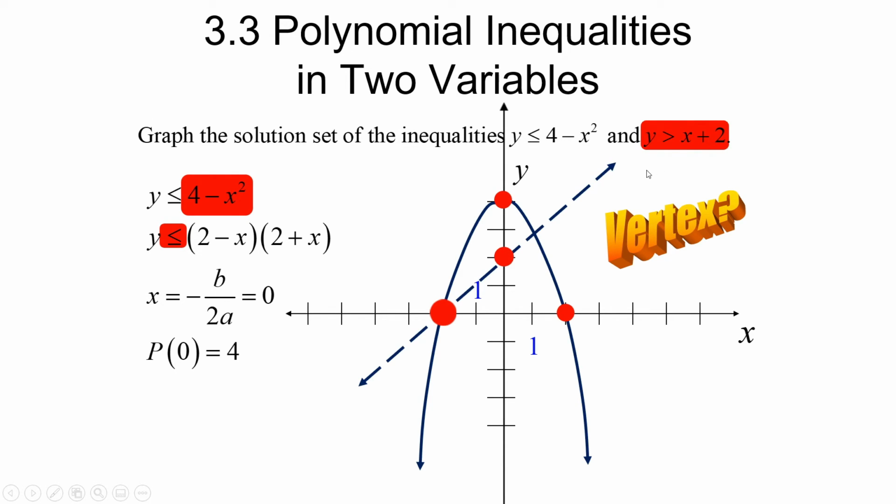Now, where am I going to shade? Because there's lots of regions in this graph, based upon these boundary lines right here. All right, but I have to be less than or equal to 4 minus x squared, so it's below the parabola. Y is greater than x plus 2, that's above the line, so that'd be this region right in here. And there you have it. Isn't that cool?